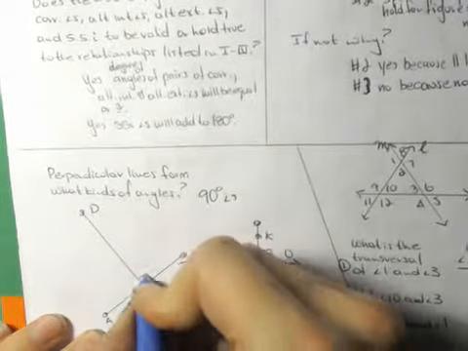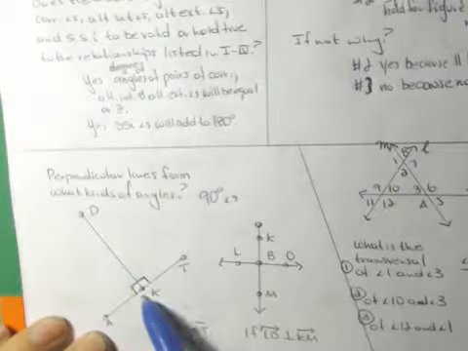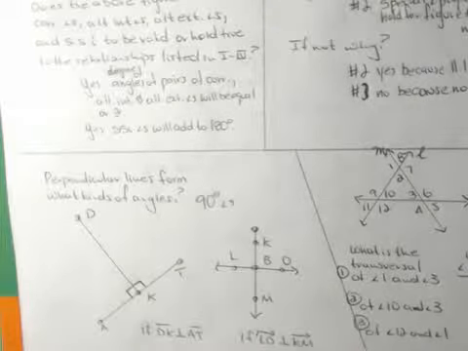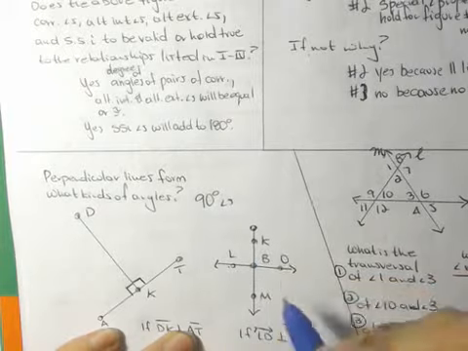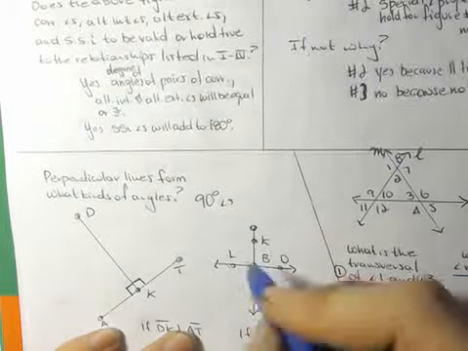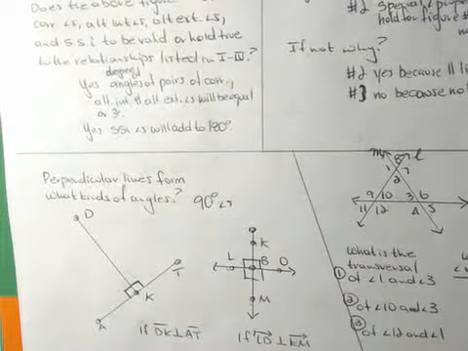DK is going to be perpendicular to AT, so that means that 90-degree angles are formed. And to show 90-degree angles, we draw boxes within the spaces. If LD is perpendicular to KM, we have 90-degree angles that are formed here. Okay, so we know.